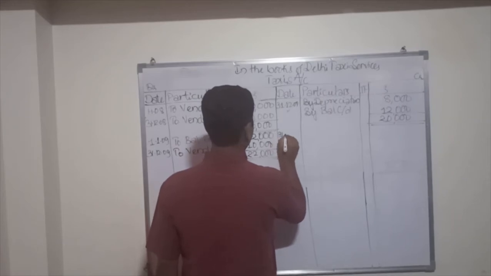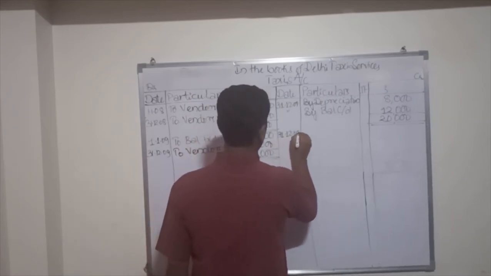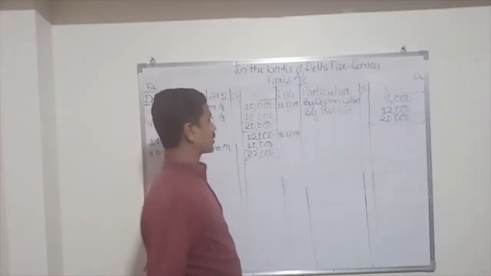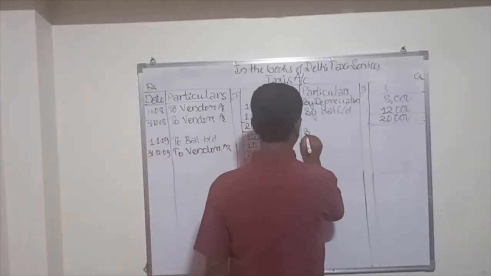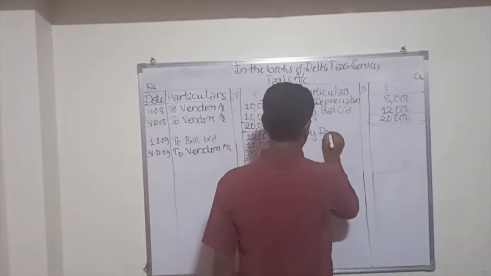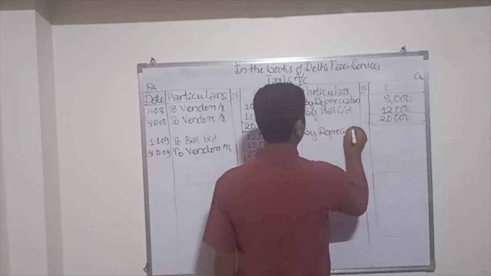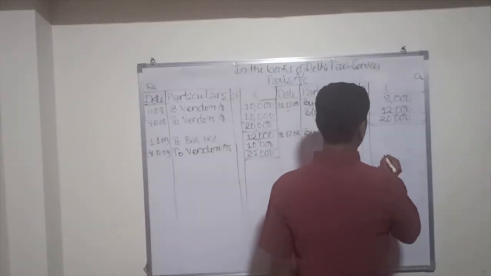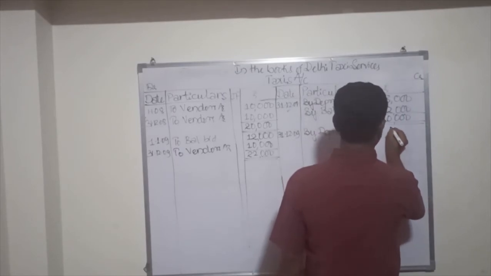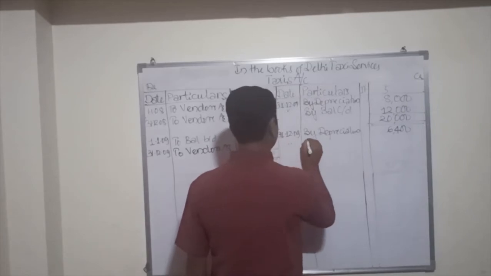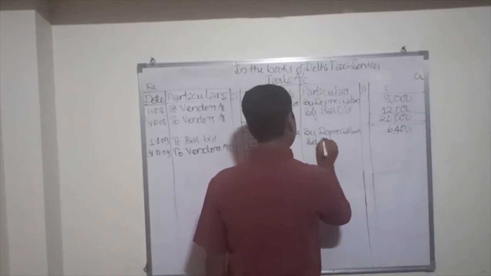At the end of the second year, that is on 31/12/2009, when the depreciation is allowed, then the entry will be depreciation account debit to taxes account. So taxes account is credited by depreciation. So this depreciation is 6,400. So on the same day we should balance here. So by balance carry down.